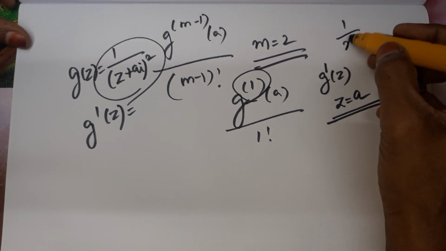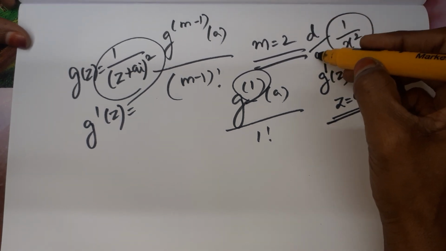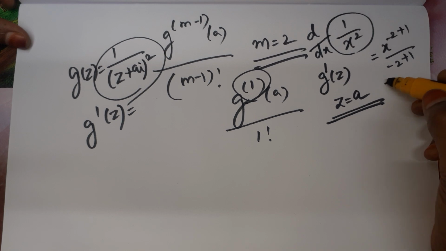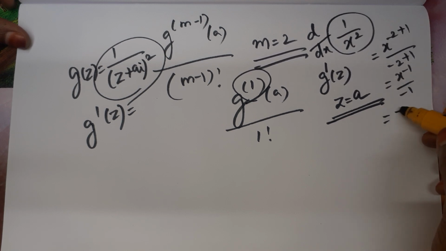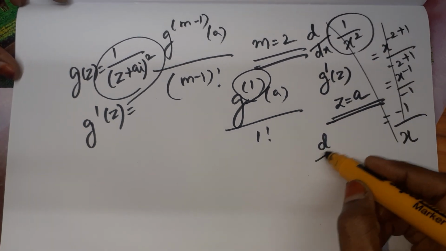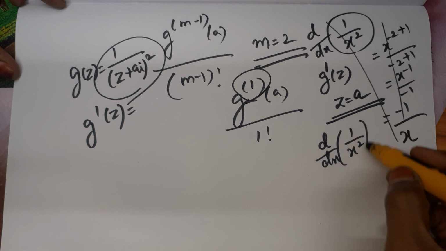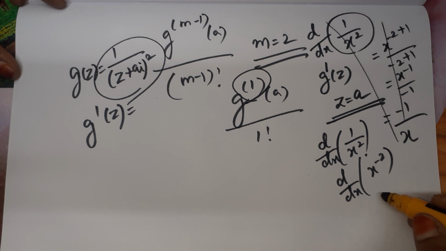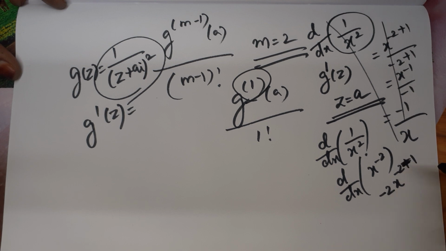G dash of z is equal to this one. When I differentiate 1 by x squared, I'm sorry, this is not differentiation. So d by dx of 1 by x squared, that is d by dx of x power minus 2. When I differentiate this, it is minus 2 x power minus 2 minus 1, so it is minus 2 x power minus 3.